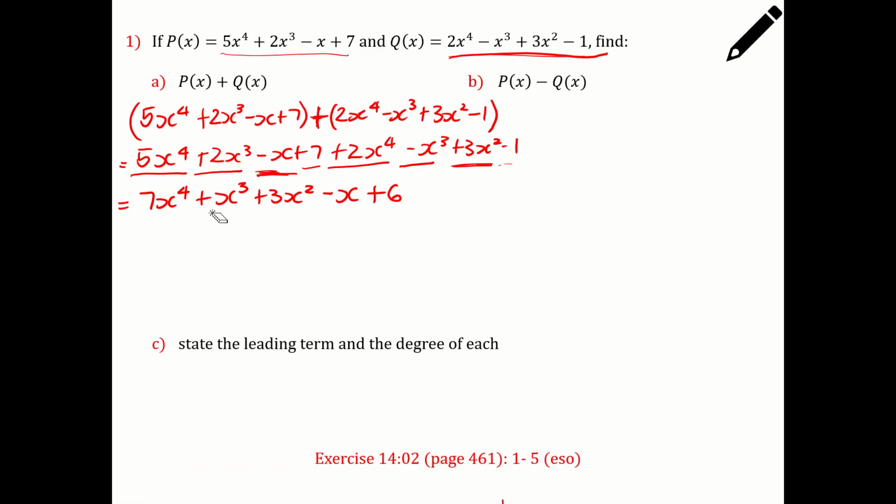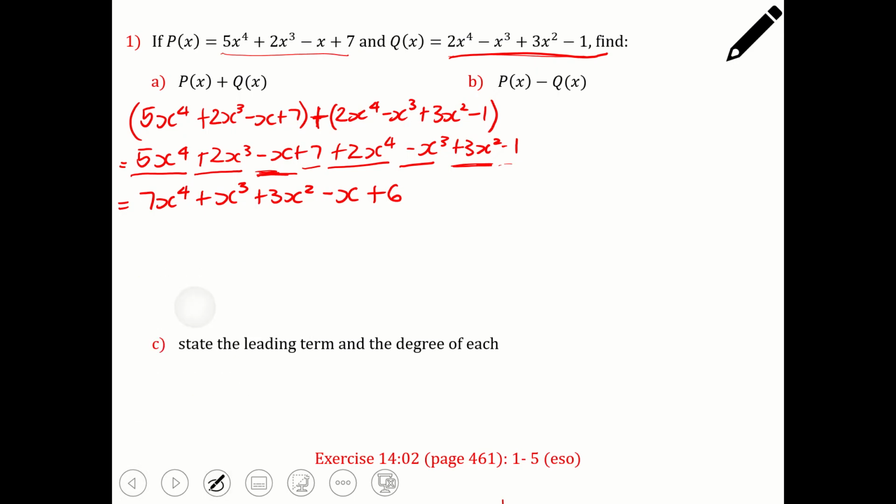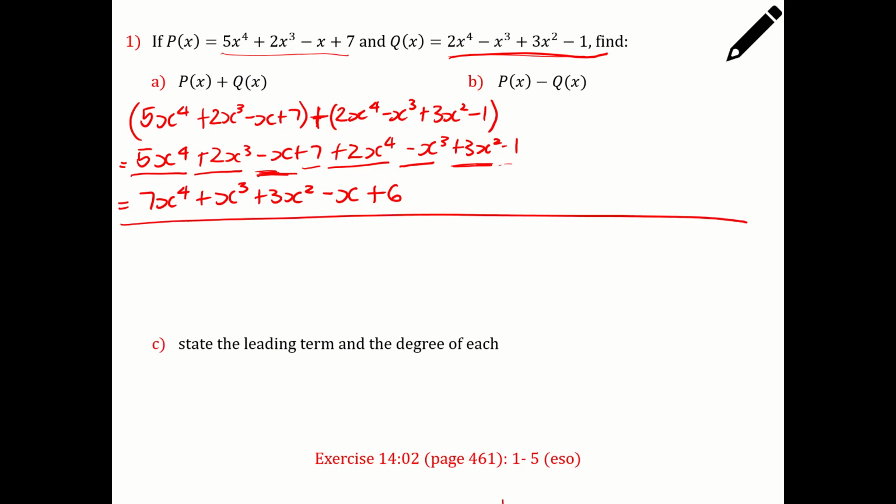Okay, so if I was to subtract them, now I'm just going to write it underneath the one that we just did. So I'm going to do the p(x). So I've got 5x to the power of 4 plus 2x cubed minus x plus 7. And I'm taking away the q(x).